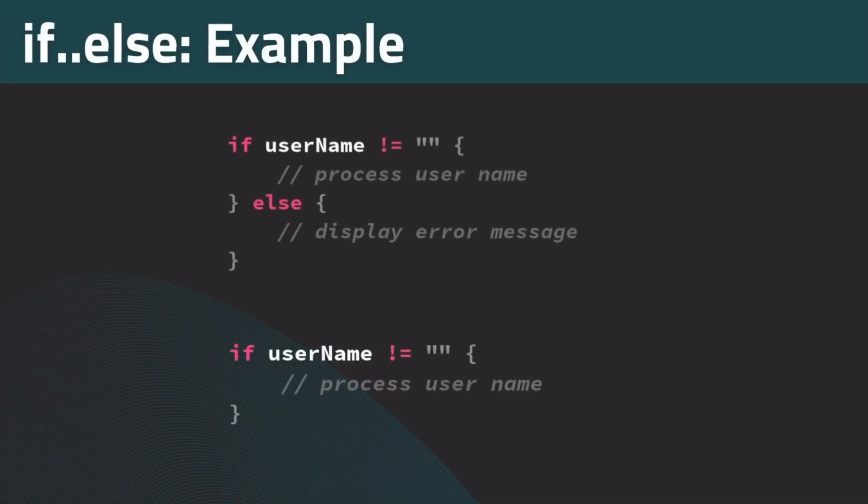Let's take a look at an example. Here we have if some username, which will be a string, if it's not equal to a blank input, so there is a name, then we'll process it. And if the input is blank, then we'll display some kind of error message. And on the bottom, we're just doing something similar without the else block. So we only are interested in processing the username, and we don't do anything else on the bottom example.